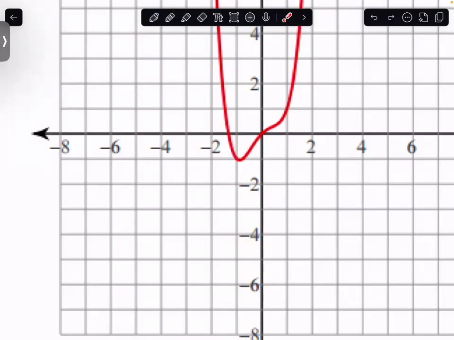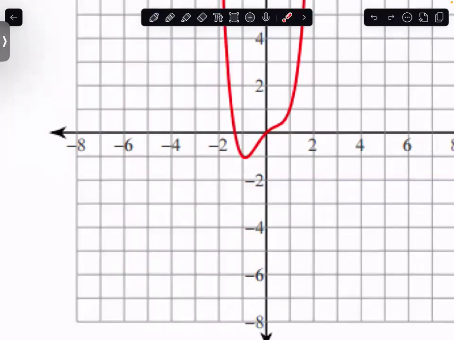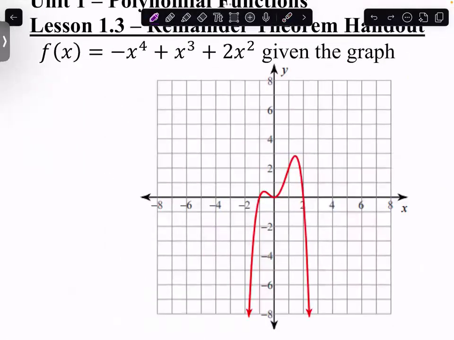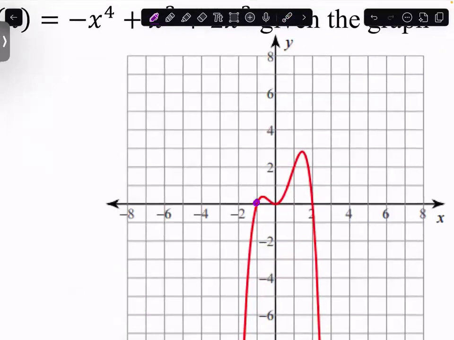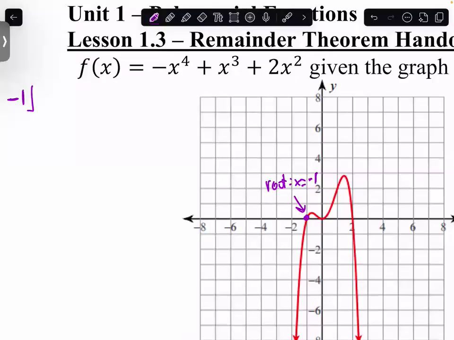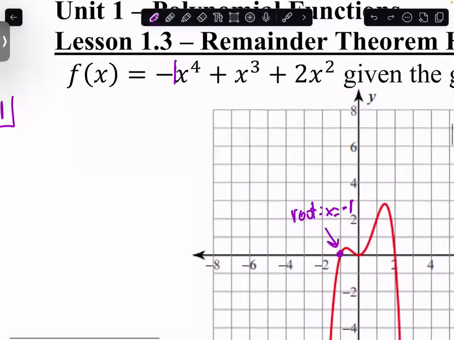Okay, because the graph does not always cross nicely at an integer, we still need to know the factoring method. So what would we do here? I might recognize there's clearly a root at x equals negative 1. So let's go ahead and do synthetic division with negative 1 as our input. We've got x to the 4th plus 1 x to the 3rd plus 2x squared plus 0x to the 1st plus 0 as a constant. Make sure you put those extra zeros at the end.